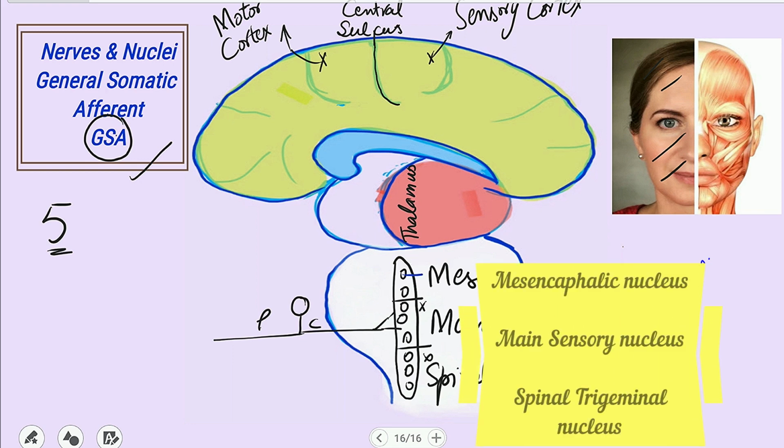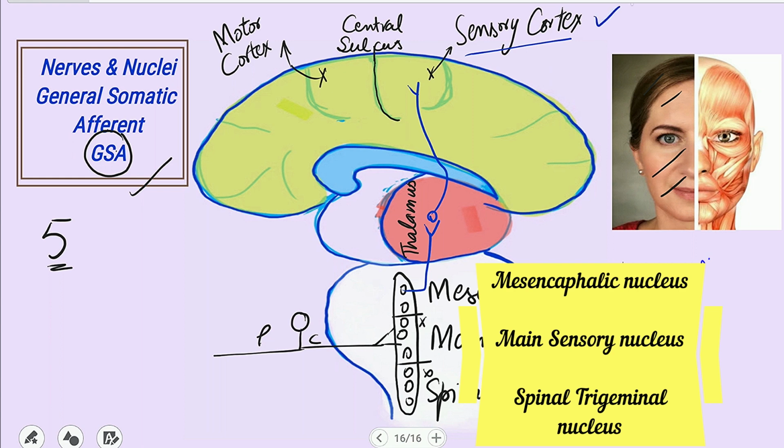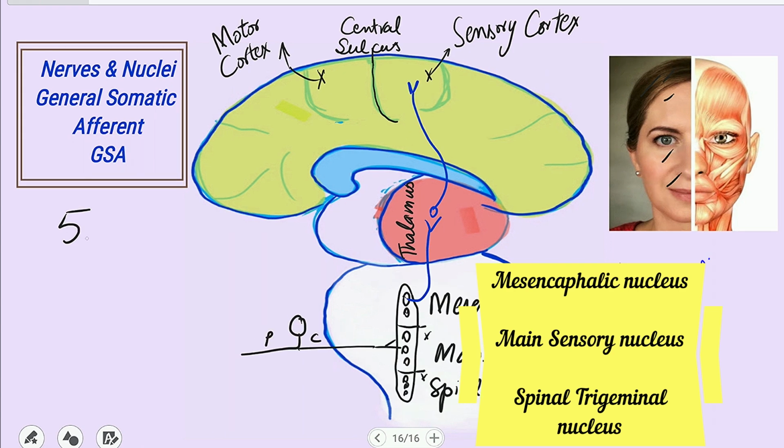The second order neuron from here will ascend and will synapse with the third order neuron in the thalamus, and the third order neuron will reach the destination, that is the sensory cortex of the parietal lobe. Other than cranial nerve number 5, the general somatic afferent function is also performed by cranial nerve number 7, 9 and 10. They have a very minor role. They supply a small part of the skin over the external ear and the external acoustic meatus. The composition of the neuron is the same.